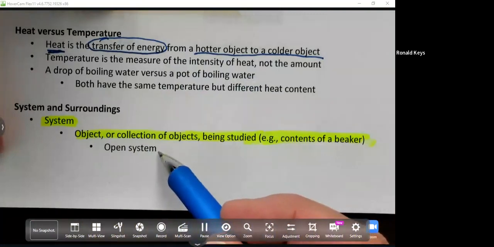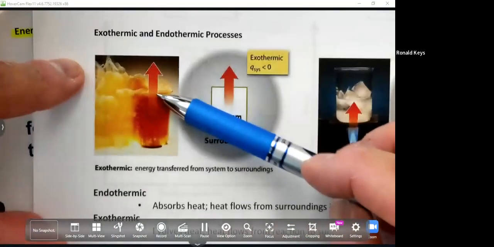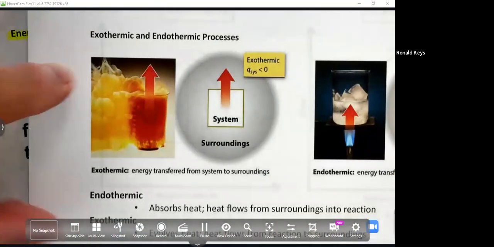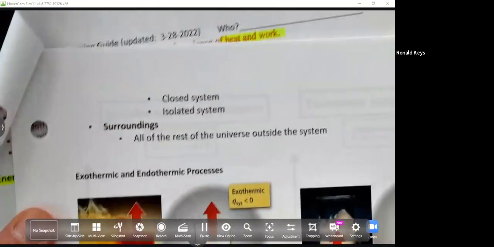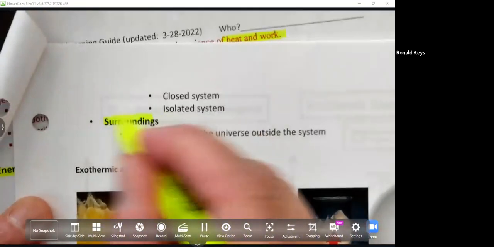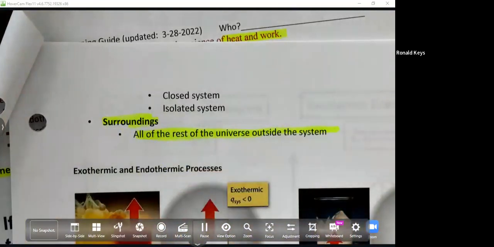Then we can have an open system. On the next page, this is an open system. We are looking at our beaker, we're letting things come out. We could have a closed system if we seal that up. We could have isolated systems. And then we have surroundings, which is just the rest. Okay.